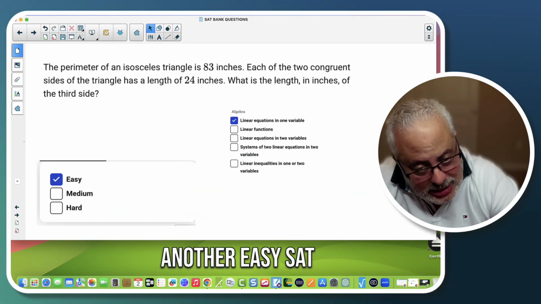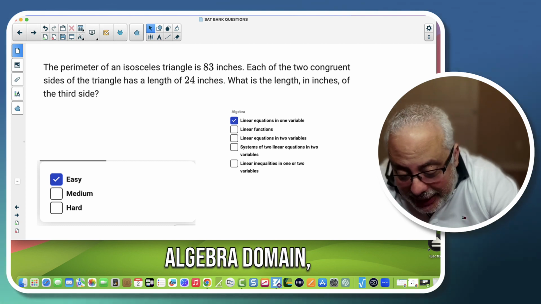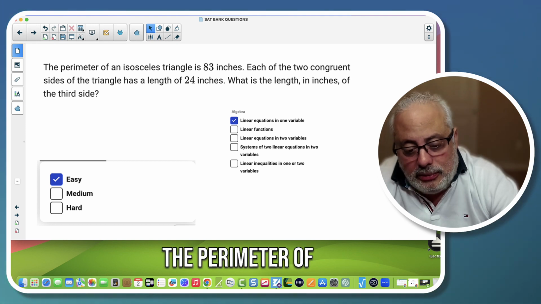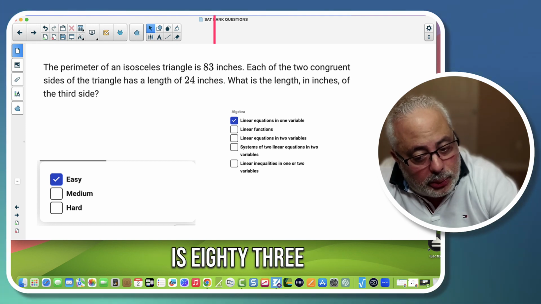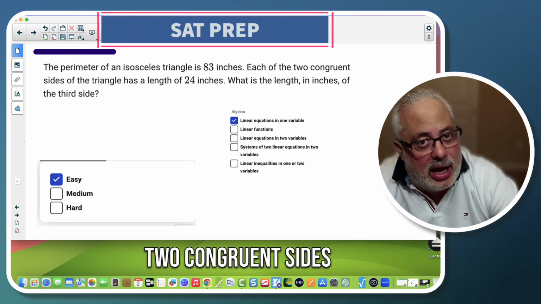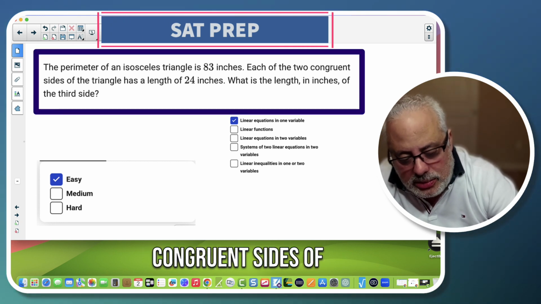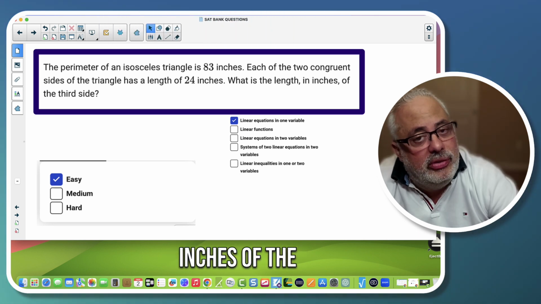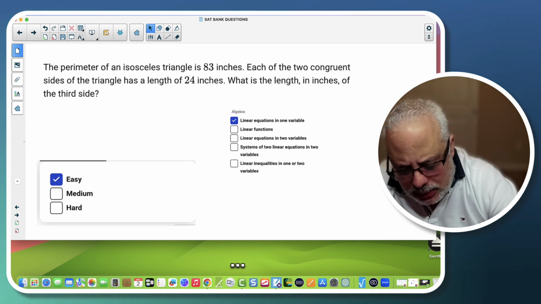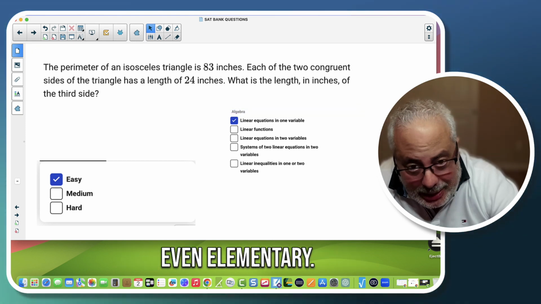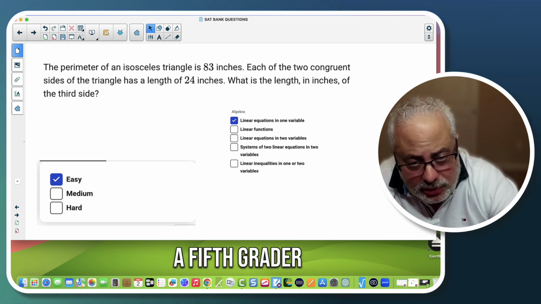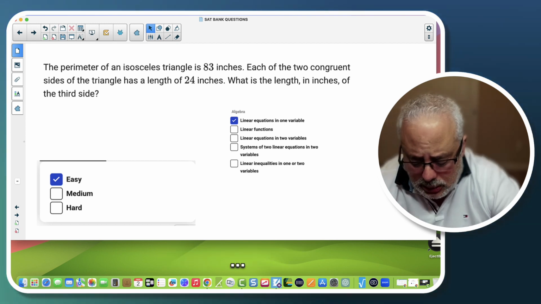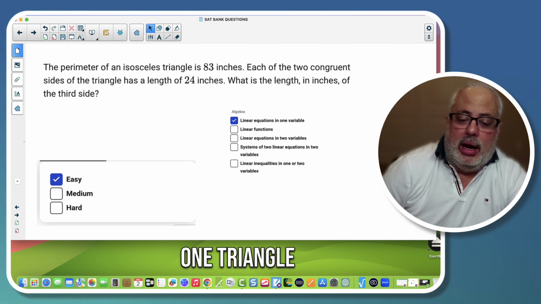Another easy SAT question, algebra domain, linear equations in one variable. The perimeter of an isosceles triangle is 83 inches. Each of the two congruent sides of the triangle has a length of 24 inches. What is the length in inches of the third side? Super simple. Middle school mathematics, even elementary. I think that a 5th grader or 6th grader can do this. So let's pick one triangle.